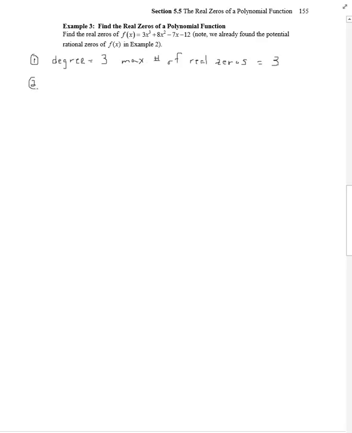Okay, the second thing, using Descartes' rule of signs. Okay, if we look at f of x, it goes positive, positive, and then negative, negative. So we have one sign change in f of x, which means one positive real zero.